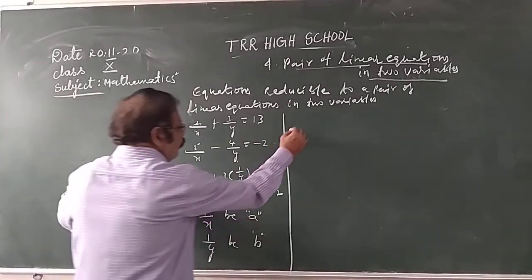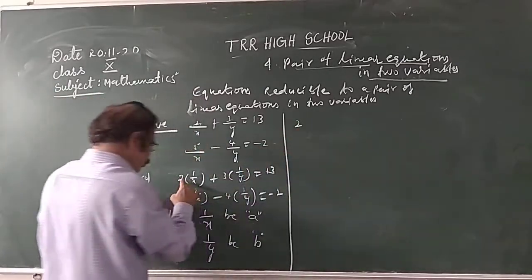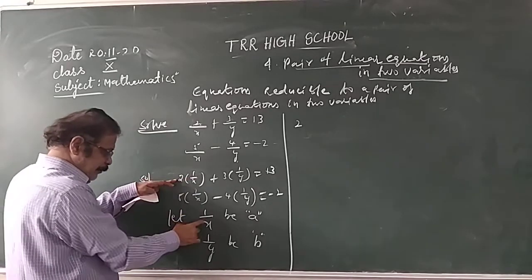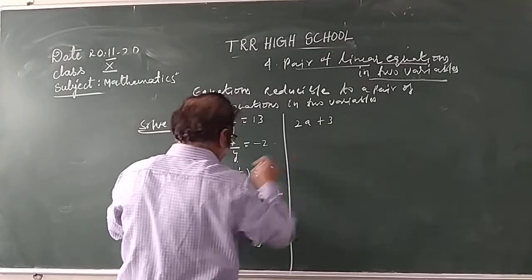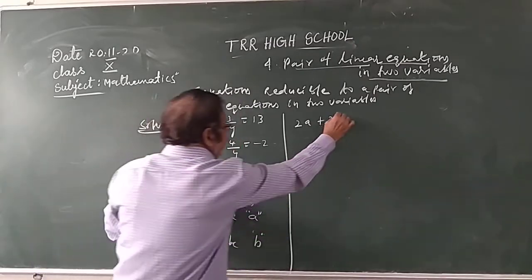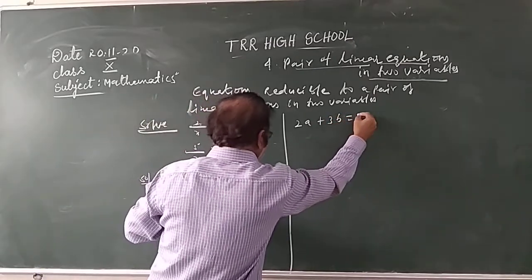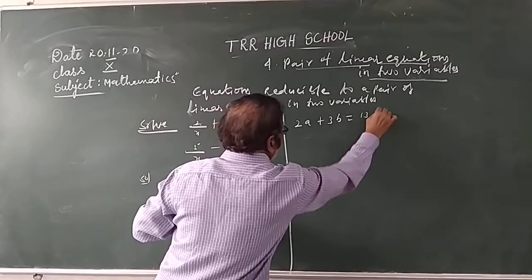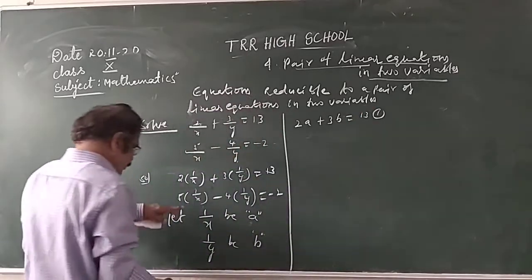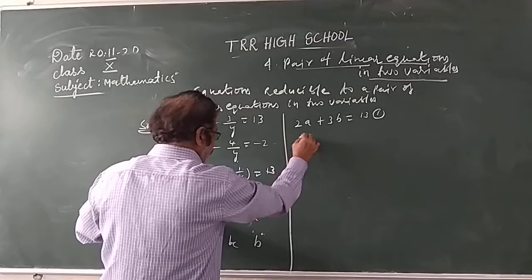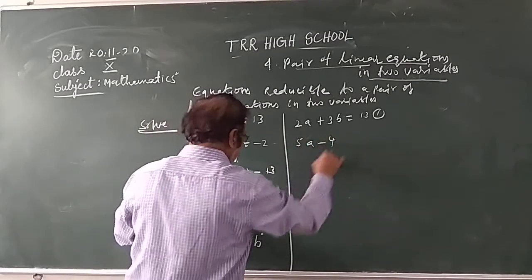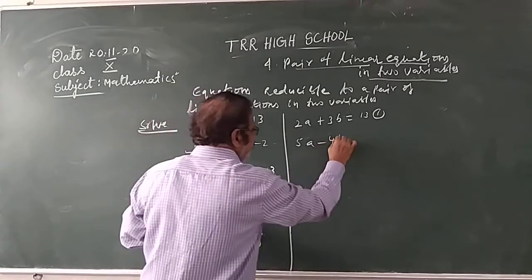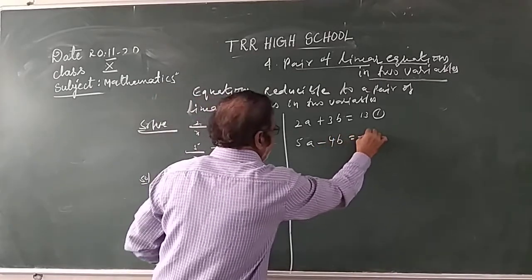Now, 2 into 1 by x. 1 by x means what? a. So 2a plus 3 into 1 by y, 1 by y means what? b, is equal to 13. That is the first equation. Next, 5 into 1 by x means a, minus 4 into 1 by y means b, is equal to minus 2.